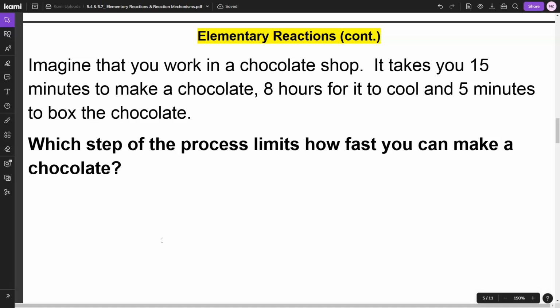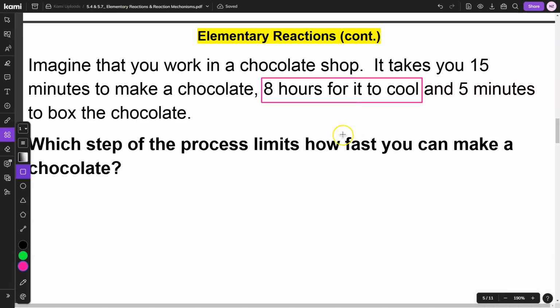Well, 8 hours for our chocolate to cool is crazy. I'm going to be sitting around and waiting for it to cool for a very long time. So that step in the process limits how quickly I can make the chocolate, because it only takes 15 minutes for me to make the chocolate and 5 minutes to box it up, but 8 hours for it to cool. So that would be our limiting step. That's the weakest link in the process because it takes the longest amount of time.